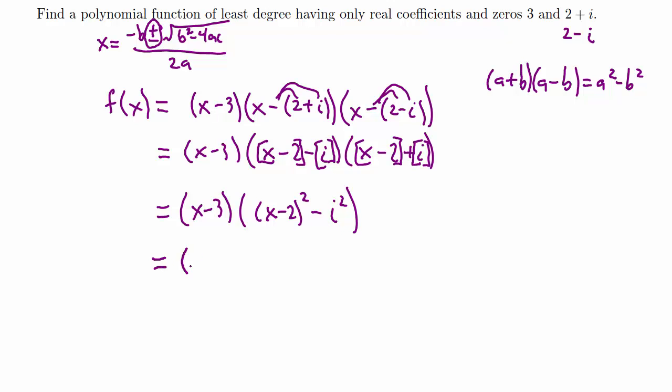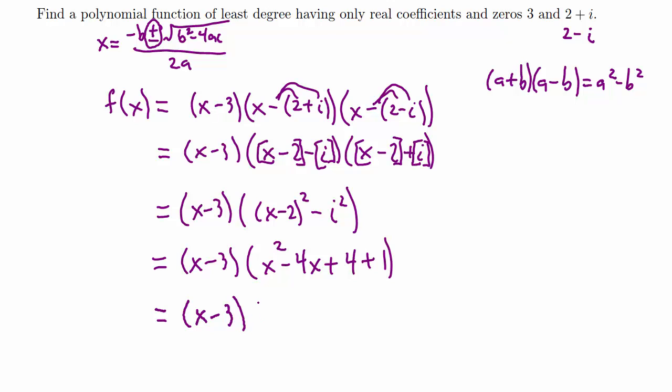So this is going to give me x minus 3 times, and I'm going to go ahead and FOIL this out, or distribute this out, making this x squared minus 4x plus 4, and then this minus i squared is positive 1. And then 4 plus 1 is 5. And so this is going to give me x minus 3 times x squared minus 4x plus 5.